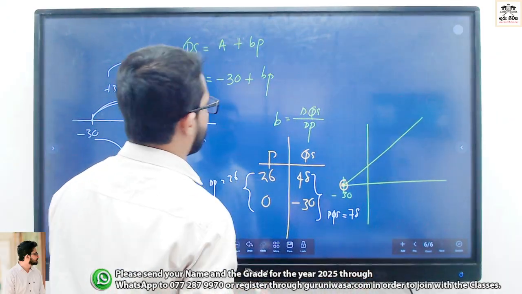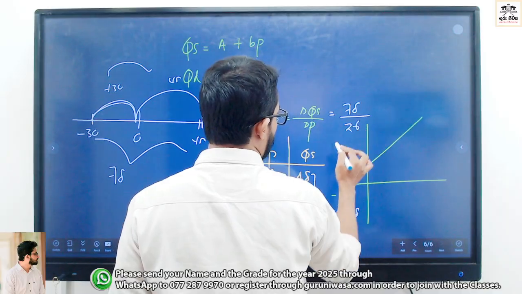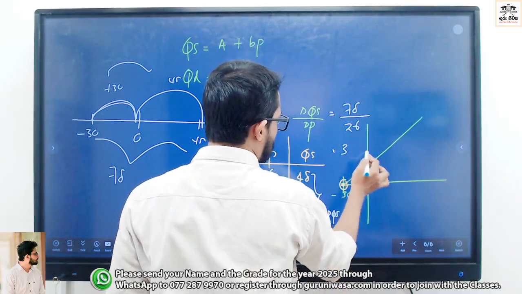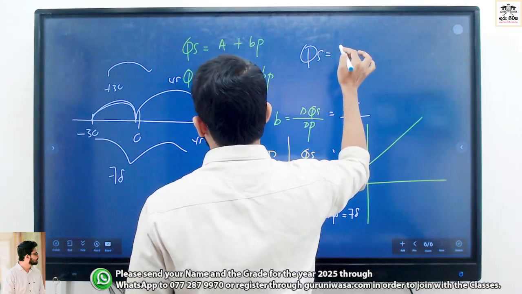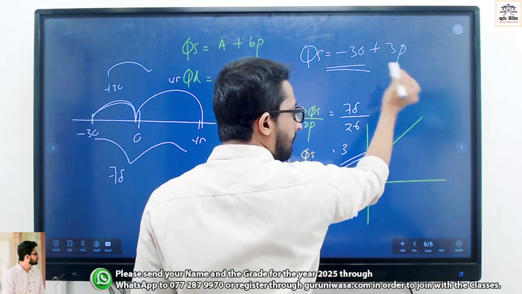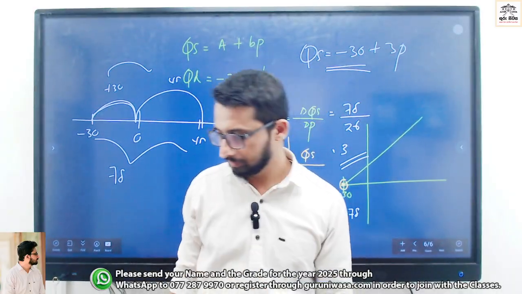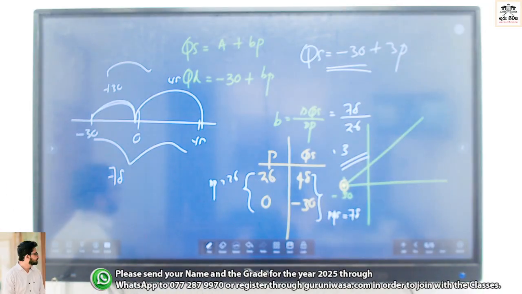Delta QS is 78, divided by the change in price 26, which is 3. This is the slope of the supply curve. Then QS equals minus 30 plus 3P. Now you can do anything, consumer surplus, producer surplus. Are you okay? Okay, sir.